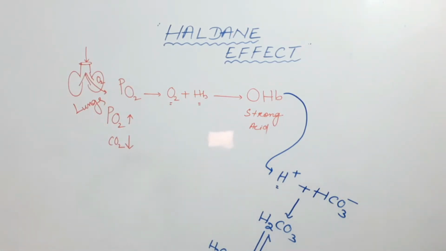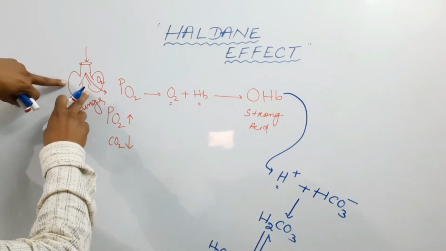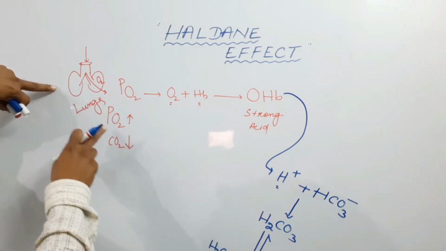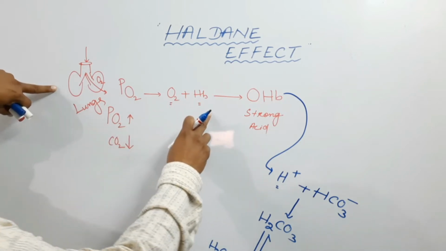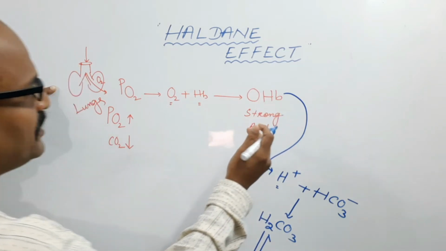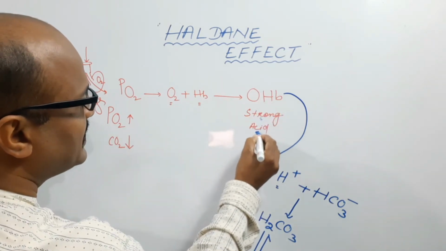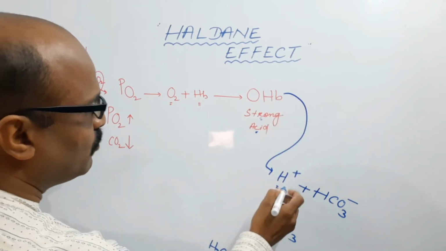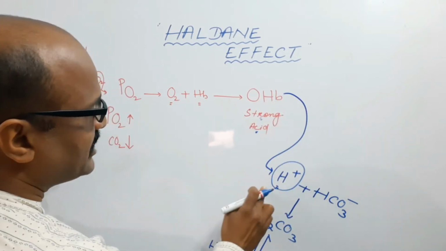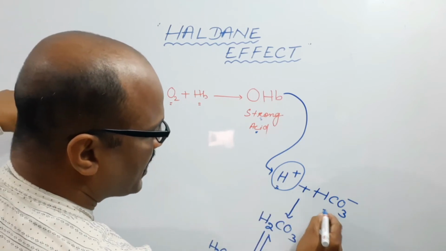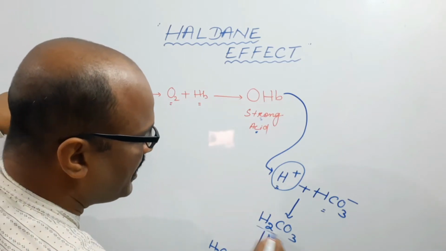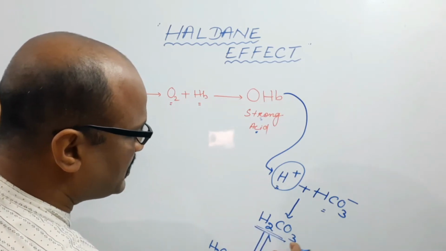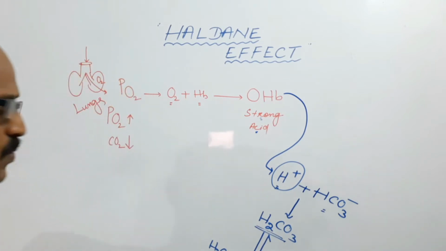So at the lungs level, the partial pressure of oxygen is high. That's why oxygen combines with hemoglobin and forms oxyhemoglobin, which acts as a strong acid. That's why oxyhemoglobin releases more and more H plus ions, and the H plus ions react with bicarbonate ions present in the plasma or blood, and produce carbonic acid, H2CO3. So this carbonic acid dissociates into water and carbon dioxide.